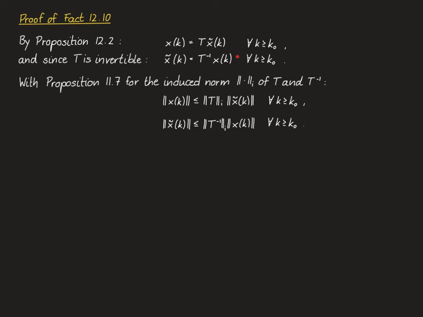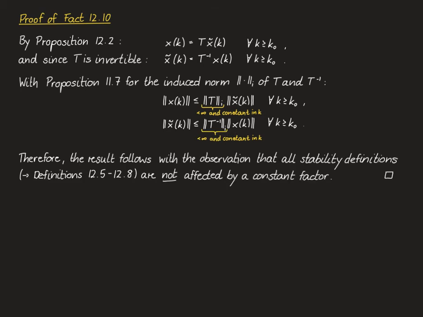And from the second equation, it follows that the norm of x tilde of k is less than or equal to the induced norm of T inverse times the norm of x of k for all k greater than or equal to k0. Now, in both cases, the induced norm of T and T inverse is a finite number which does not depend on k. Therefore, the result of fact 12.10 follows with the observation that all stability definitions are not affected by a constant factor.